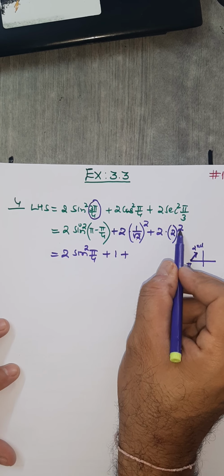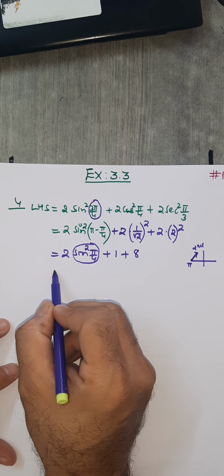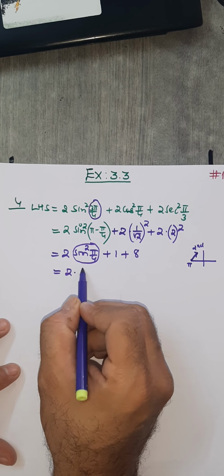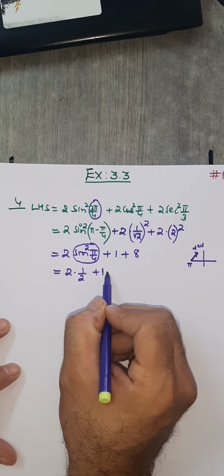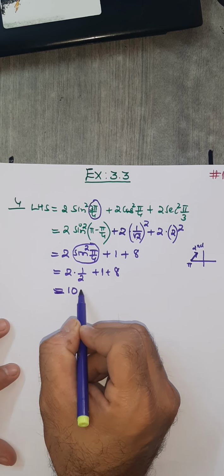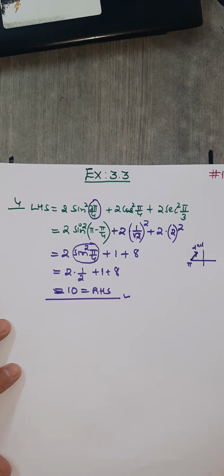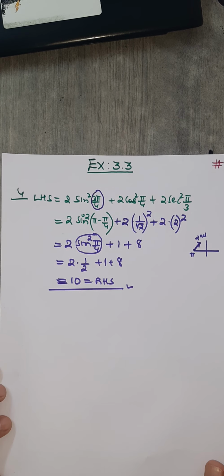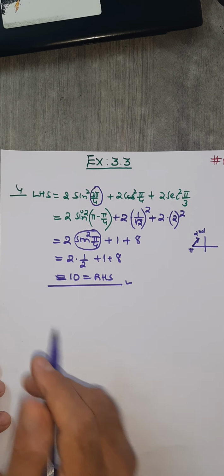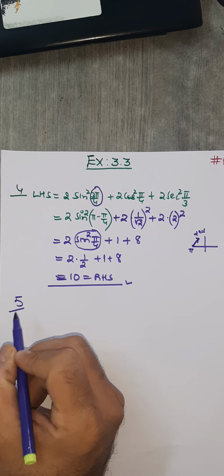1, this is 4 into 2, 8. Now again, what is sine pi by 4? 1 by root 2, whole square. So it is 1 by 2 plus 1 plus 8. So this becomes 10, which is RHS. Okay. Now next question here. Question number 5, fifth question.